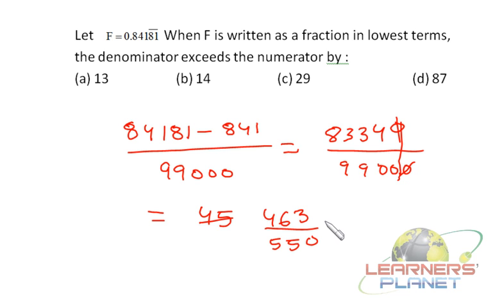So we have to find out the difference between 550 and 463. The difference between 550 and 450 is 100, and 13 more than that, so 63 is 13 more than 50. So we have to deduct 13 from 100. So we'll be getting 87 as the final answer. Okay friends, I hope you are clear.